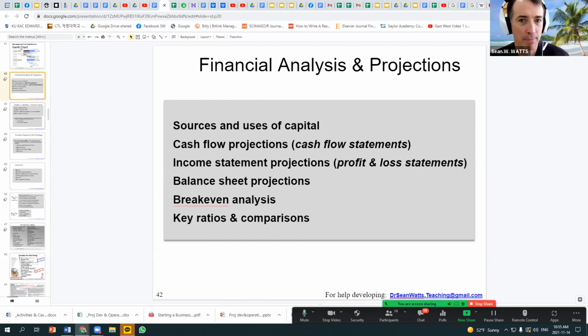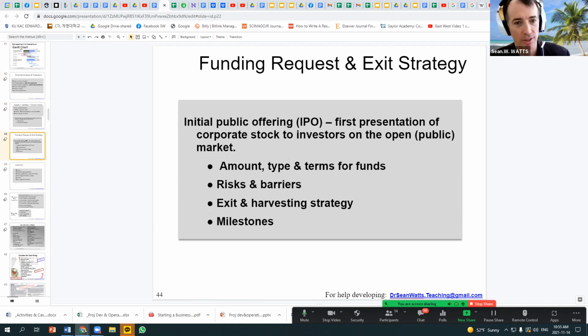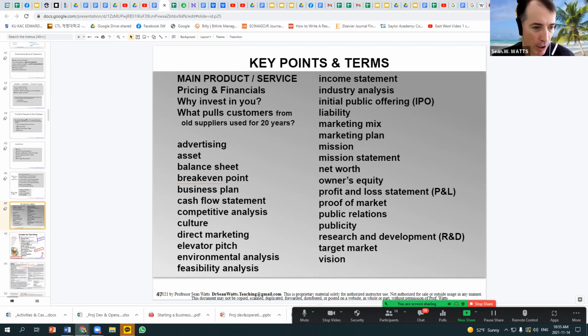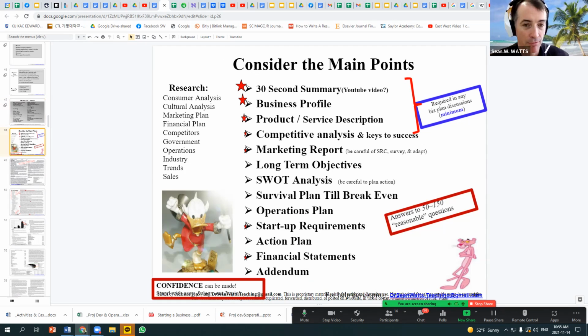Financial analysis, we talked about assets equal liabilities plus the owner's equity. Make sure you're aware of that. The funding, we just talked about that. So we've gone through several main points. So we're going to have a break. After the break, I'm going to show you the real plans to go through.